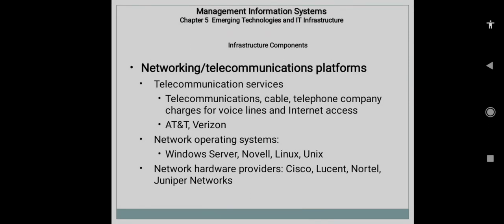Networking and telecommunication platforms. Telecommunication services: telecommunications, cable, and telephone companies, with charges for voice lines and internet access, such as AT&T and Verizon. Network operating systems: Windows Server, Novell, Linux, Unix. Network hardware providers: Cisco, Lucent, Nortel, and Juniper Networks.